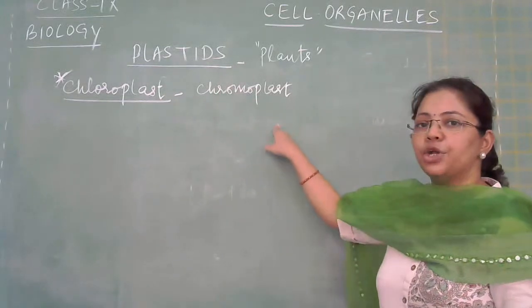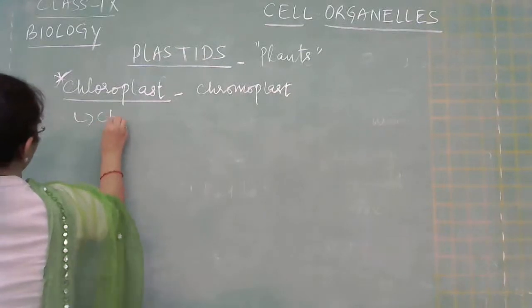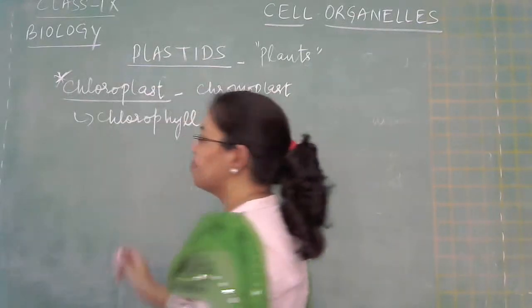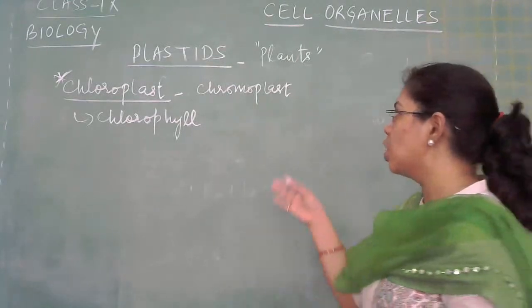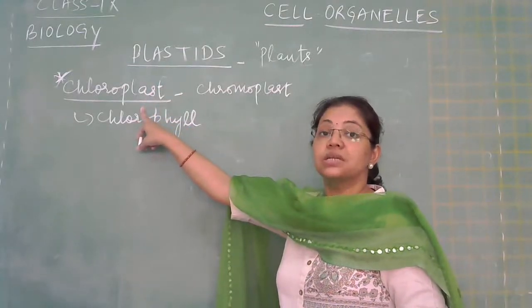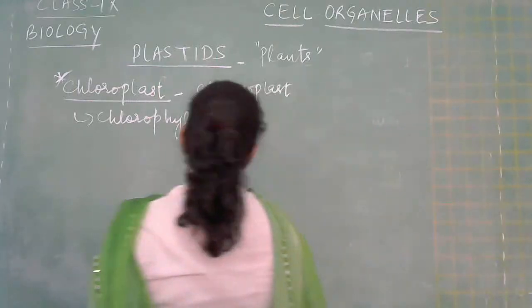Chloroplast is a kind of chromoplast only, and it contains a pigment called chlorophyll. Now, since it contains the pigment called chlorophyll, we have given it the name chloroplast, right? Now, let's have a look over the structure.